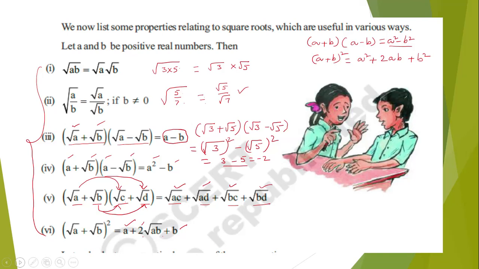Root a plus root b into root c plus root d is equal to root ac plus root ad plus root bc plus root bd. And the sixth and last one is root a plus root b whole square is equal to a plus 2 root ab plus b. Keep all these 6 in your mind and remember them. Then we will go on to solve some problems related to these properties in the next video. Okay, thank you. You may read and learn all these.